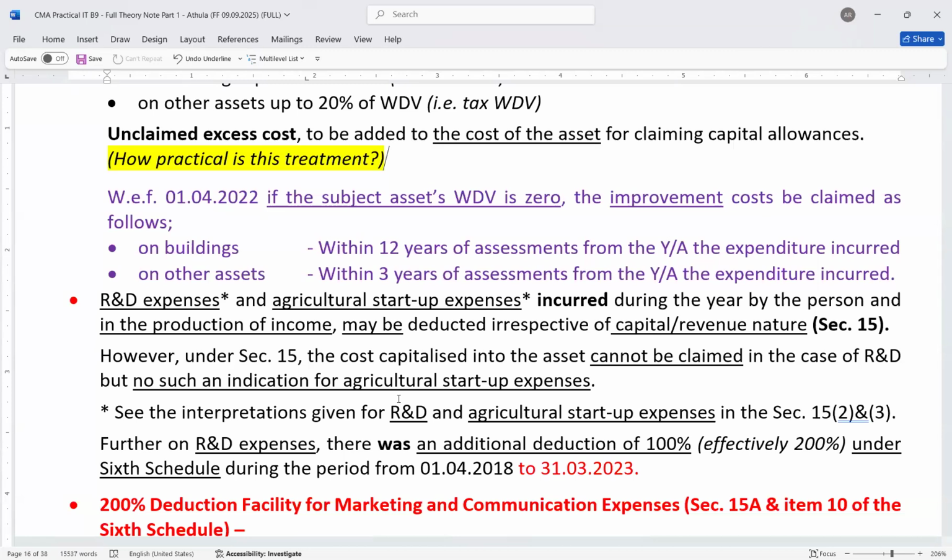Any depreciable assets other than buildings, then you have to claim within 3 years, next 3 years, if the written down value is 0. Are there any questions on this?